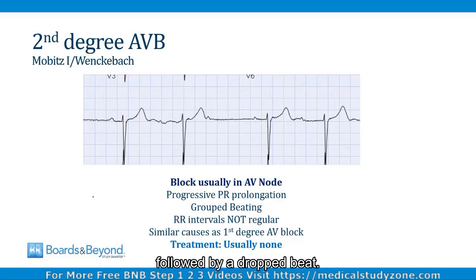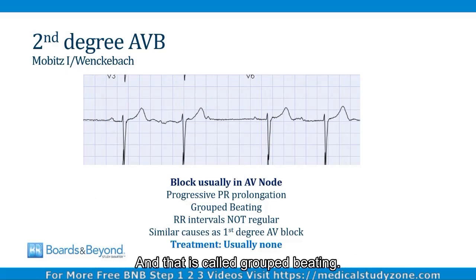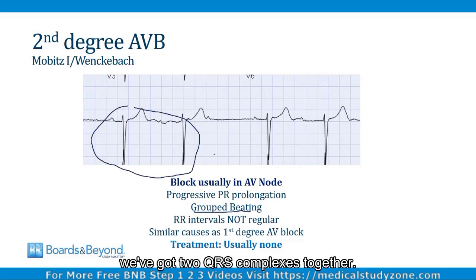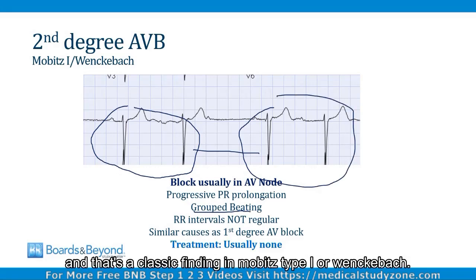So that's a classic finding of Mobitz type 1 or Wenckebach, progressive prolongation of the PR interval followed by a dropped beat. I've cleared away my ink so I can show you another classic finding of Mobitz type 1, and that is called grouped beating. If you look at this tracing on the screen, we've got two QRS complexes together, then we have a pause, then two together. That's called grouped beating, and that's a classic finding in Mobitz type 1 or Wenckebach.